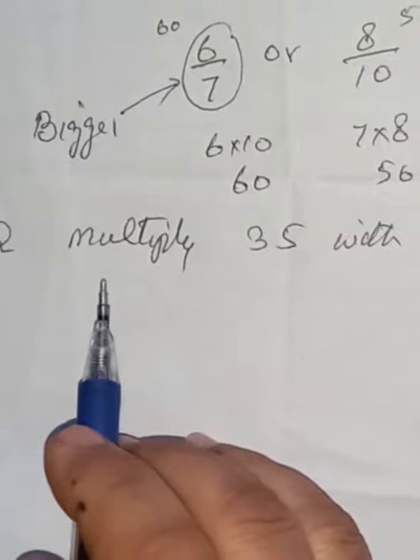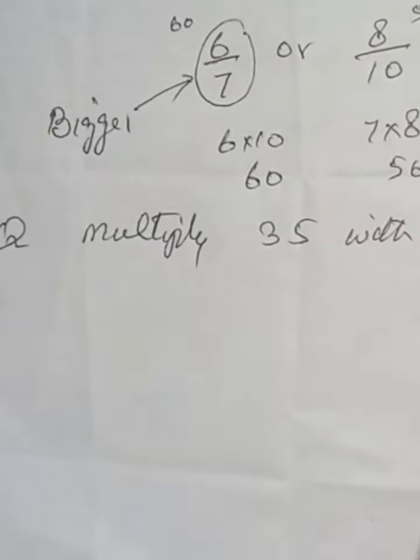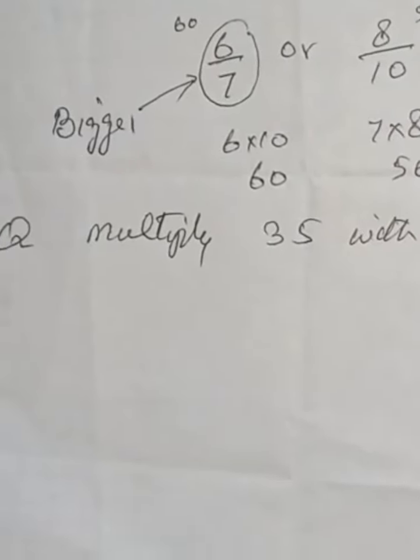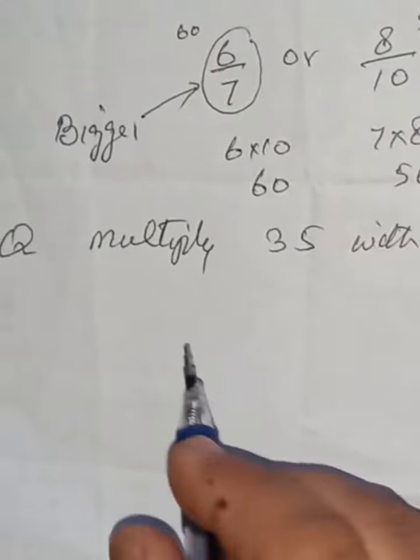Now we have to multiply 35 with 65 using the short method. So we write 35 and 65. Now multiplying: 5 fives are 25 and 6 threes are 18. Now we will cross multiply.